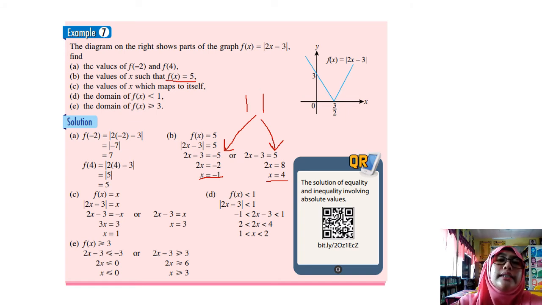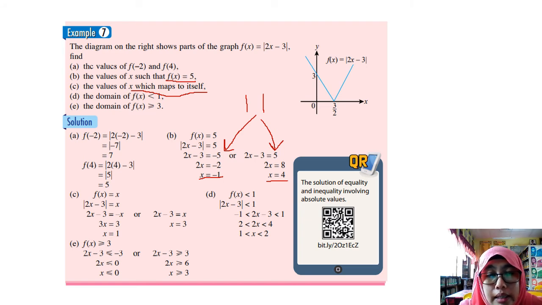Okay, soalan C pula. Find the values of x which maps to itself. Dia memetakan kepada dirinya sendiri. Okay, apa maksud memetakan kepada dirinya sendiri? Maps to itself bermaksud f(x) is equal to x. Yang ni kamu kena hafal, tak ada cara lain. Okay, so jadikan dia sama dengan x.